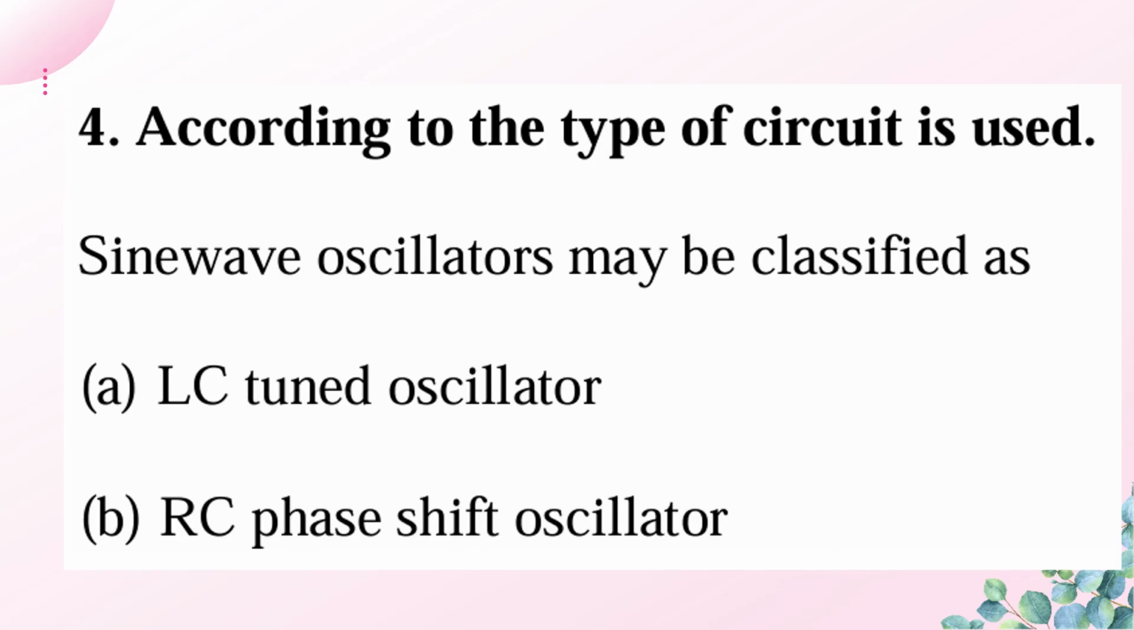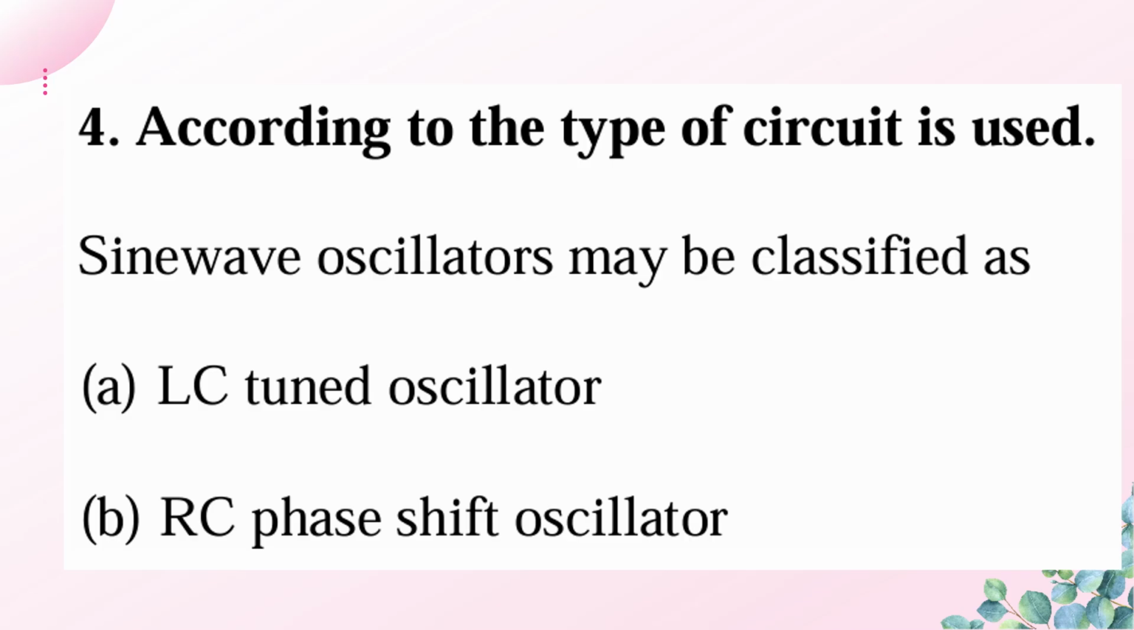And next is the classification based on the type of circuit used. Normally, sinusoidal oscillators may be classified into two types: LC tuned oscillators and RC phase shift oscillators. The LC tuned oscillators consist of two circuit elements, they are inductors and capacitors. Based on this, it is given the name LC oscillator.